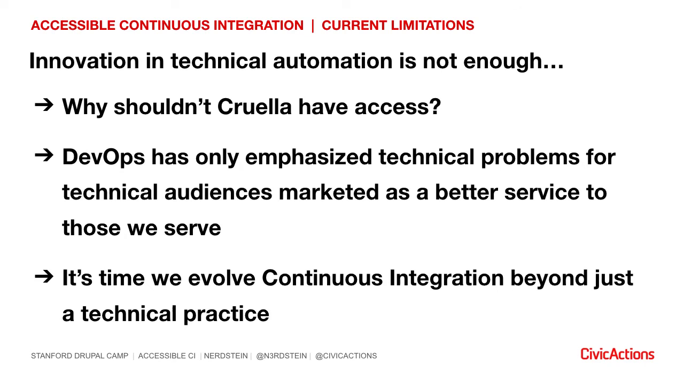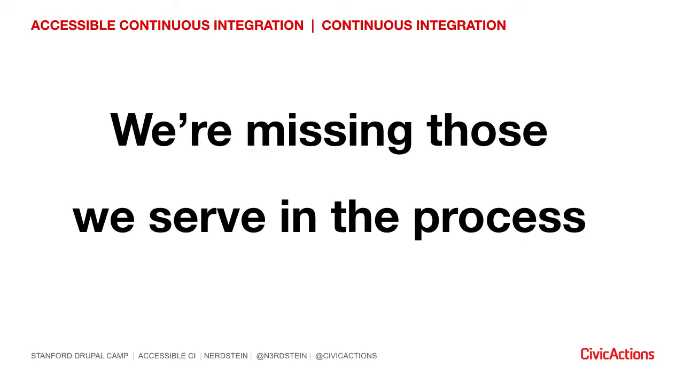So what's the point? Well, the point is that innovation in technical automation is not enough. Why shouldn't Cruella have access? So thus far, DevOps and continuous integration really has only emphasized technical problems for technical audiences. And the way that it's marketed is basically saying, we're going to give you a better service if we do this. But it's time that we start evolving continuous integration beyond just something that's technical. We're really missing the people that we serve in the process.